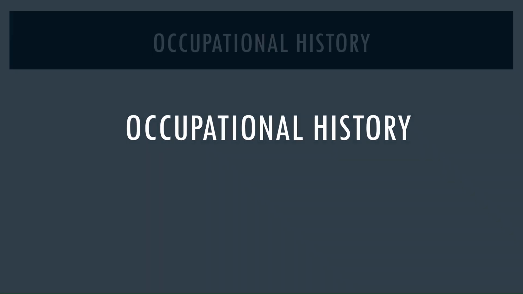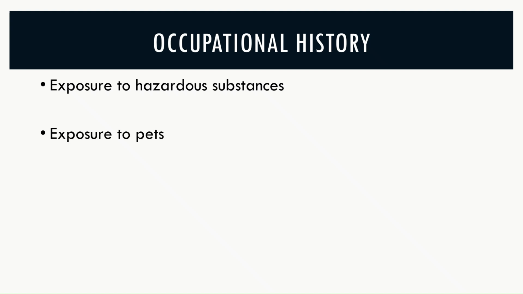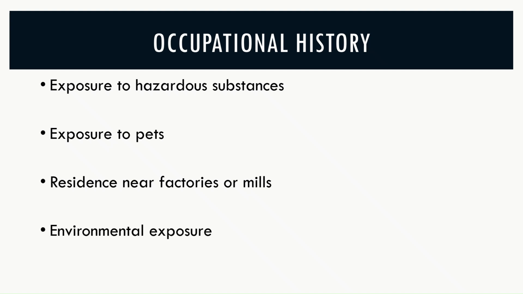Occupational history. In occupational history, we ask about exposure to hazardous substances, dust, chemicals, or animals such as pets. We should also inquire whether patient lives near factories or mills, which may expose them to environmental pollutants. Environmental exposure plays an important role in many respiratory diseases.